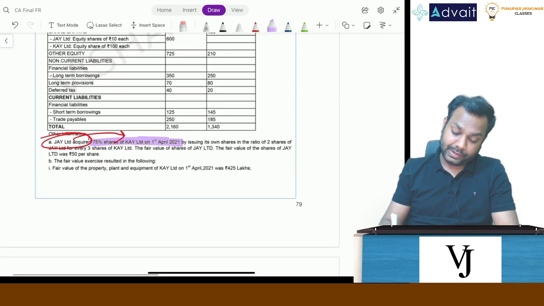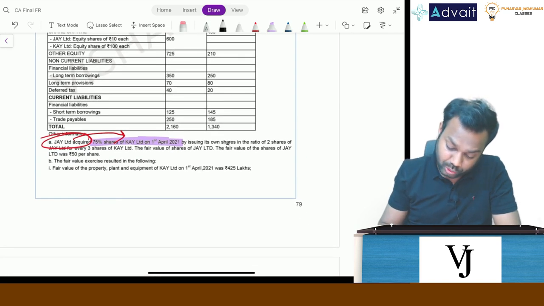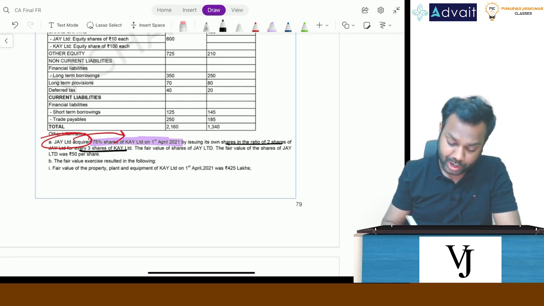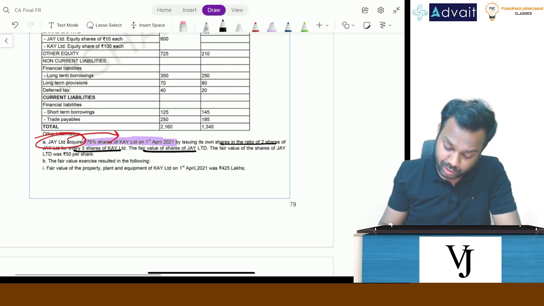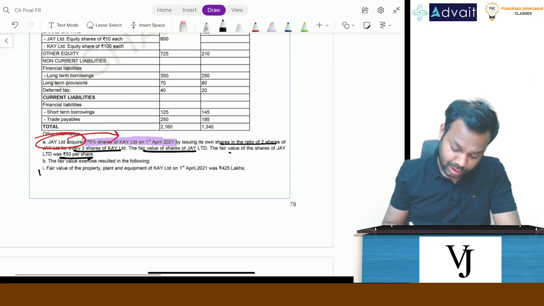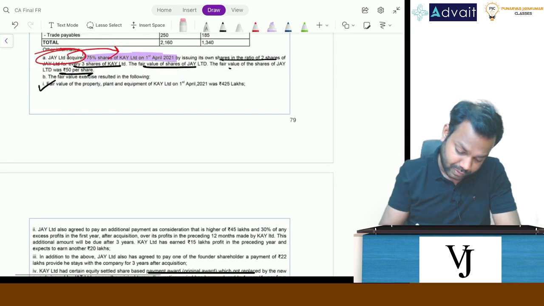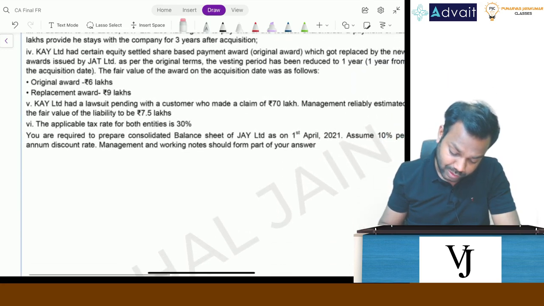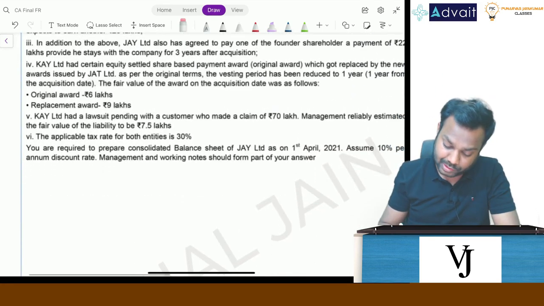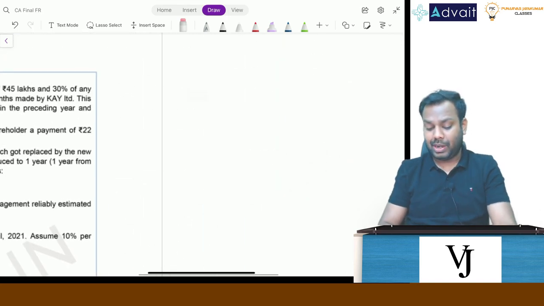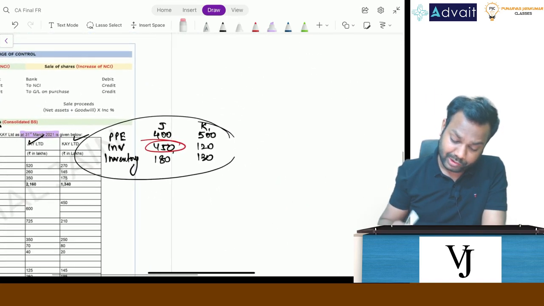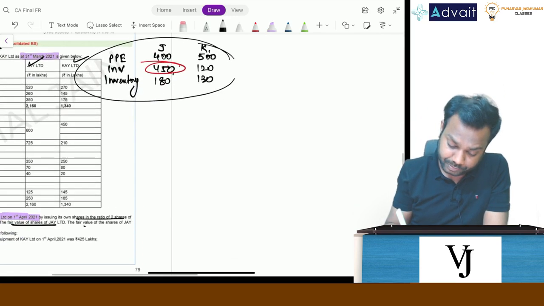So, it says, by issuing shares in the ratio of two shares for every three shares acquired, the fair value of the shares of J Limited is 50 per share. Fair value of the net assets is given, then some additional things are given. It asks you to prepare consol balance sheet. Now let's start solving the question. We'll start with working note number one.